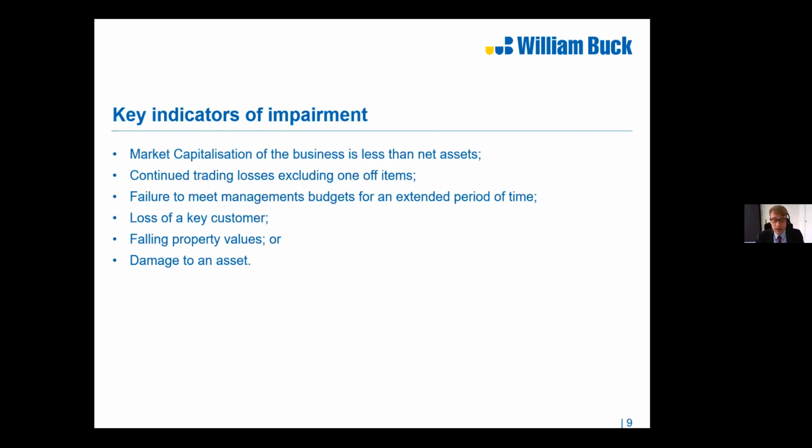Finally, damage to an asset. From a plant and equipment perspective, you might be in an agricultural business, for example. You might have a piece of machinery that's broken, and you've still got a considerable amount of written down value on that asset, and the cost of repairing it is just not worth it. So in that case, you might write that asset down to nil.